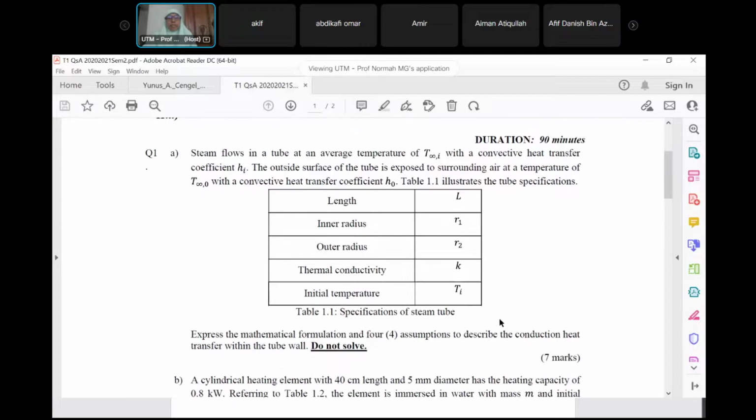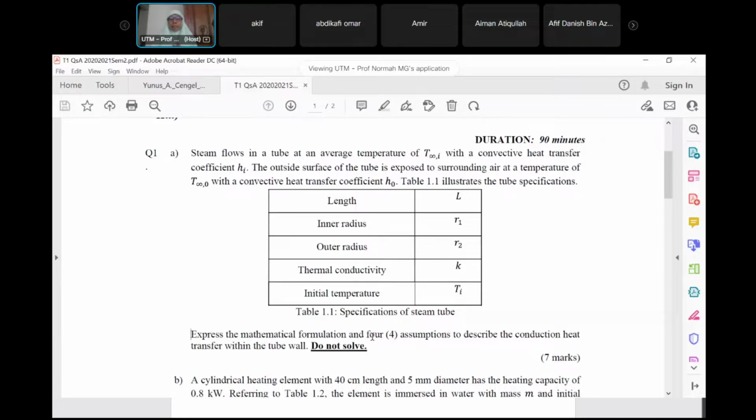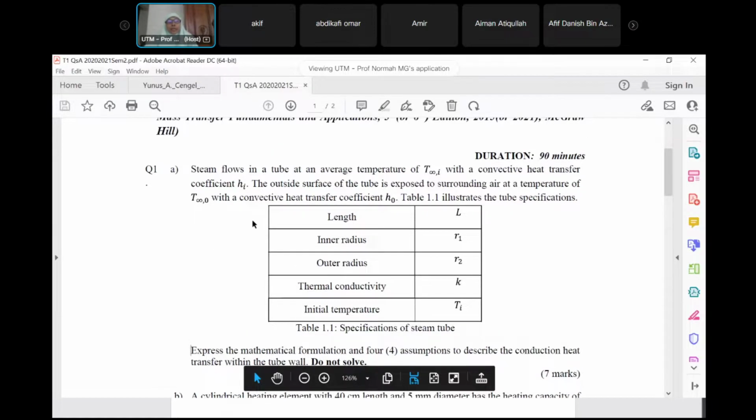So this is a very abstract first part. Express the mathematical formulation and 4 assumptions to describe the conduction heat transfer within the wall. Do not solve, and yet many students solve it, wasting time. You are just supposed to express the mathematical formulation and 4 assumptions. So what do you do here? What coordinate should you utilize here?